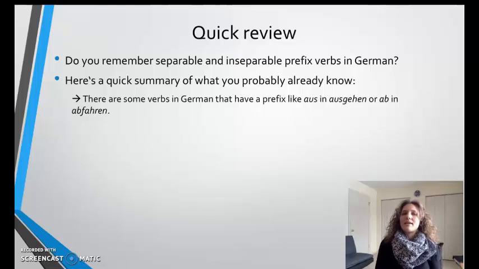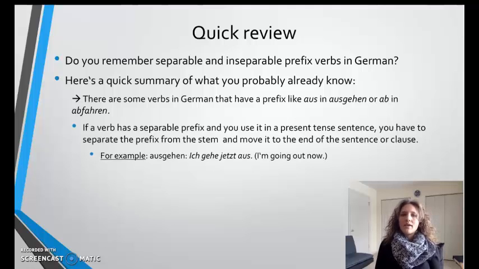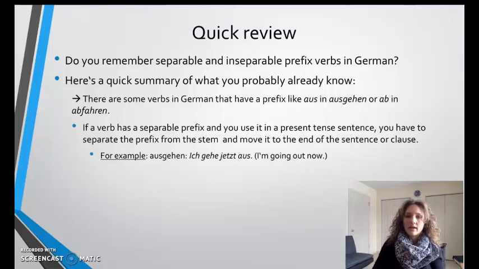So I hope you remember that there are some verbs in German that have a prefix like aus in ausgehen, to go out, or ab in abfahren, to leave. You probably know that if a verb has a separable prefix and you use it in a present tense sentence, you have to separate the prefix from the stem and it moves to the end of the sentence. So the example I gave you here is ausgehen, to go out, and in the present tense you would say ich gehe jetzt aus. So the aus doesn't stay in front of the gehe as you had it in the infinitive, but rather it moves to the end of the sentence. I'm sure you remember this now.